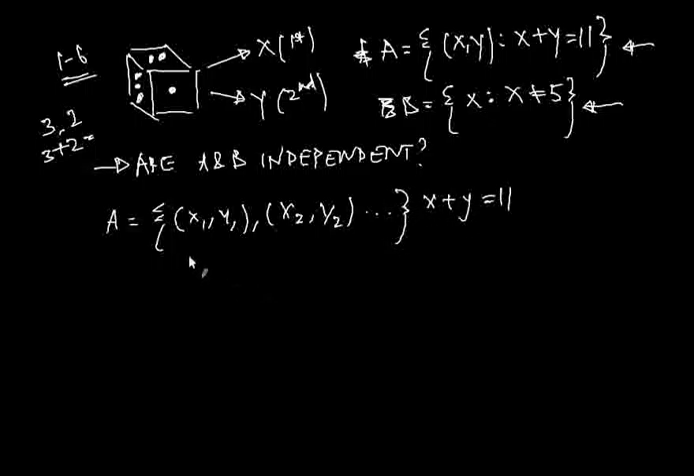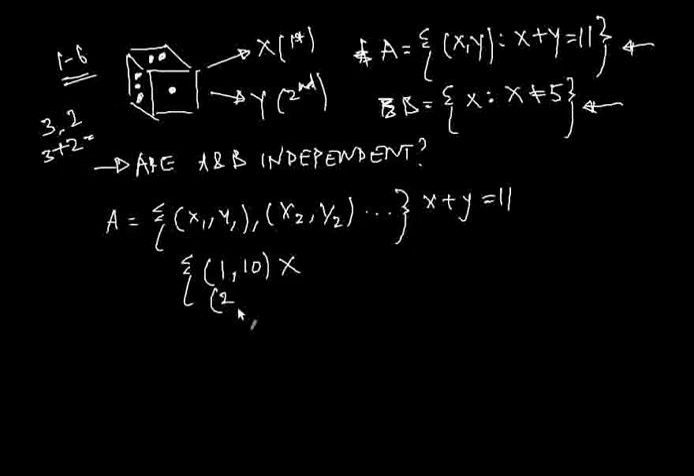So let's think about this. If what you get on the first roll, which is x, is 1, then is there any way you could satisfy the condition for A? Well, if you get a 1 on the first roll, then you will need a 10 on the second roll to satisfy A. And that's not possible. The largest number you can get on a dice roll is 6.